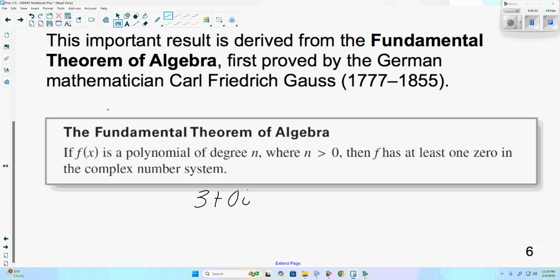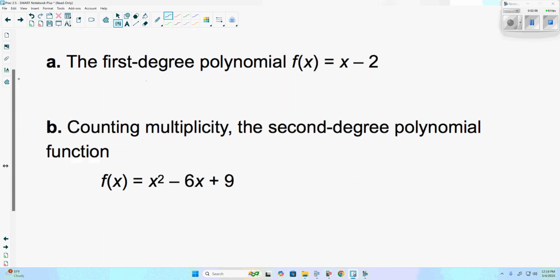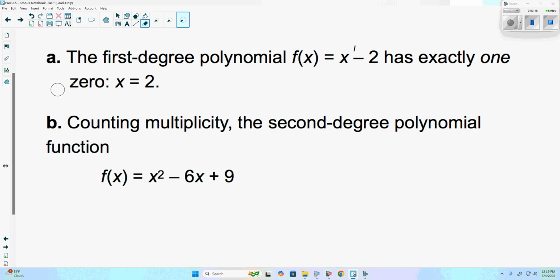So the degree is equal to the number of solutions. And we do have to count repeated solutions. So if we look at this here, the first degree polynomial function f of x equals x minus 2. It's x to the first power, so the degree is 1, telling us that it has exactly 1 zero. And this here, we just have to set equal to 0 and solve, and we find out that the one solution is 2.